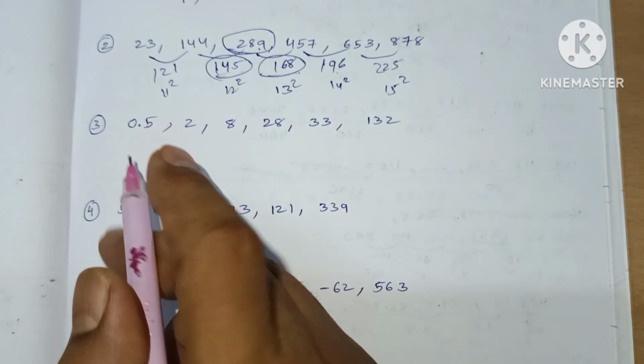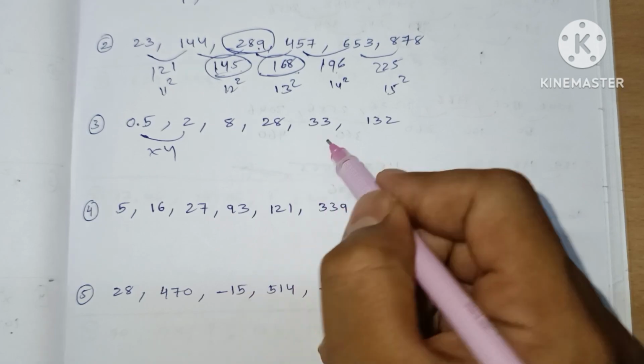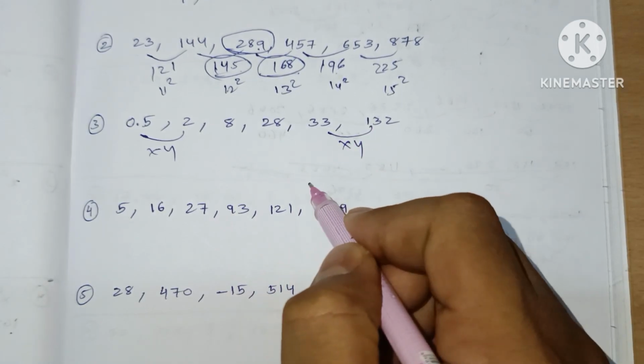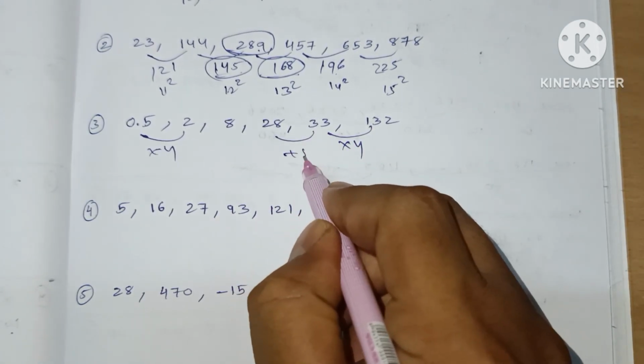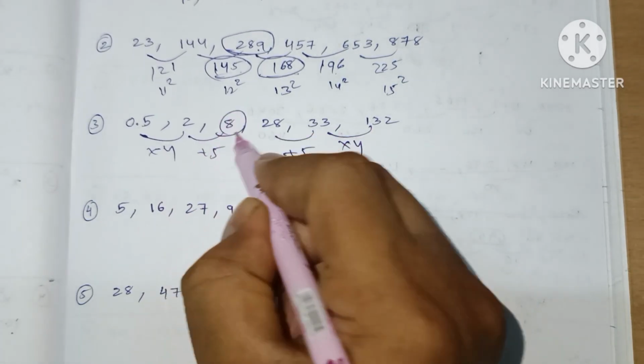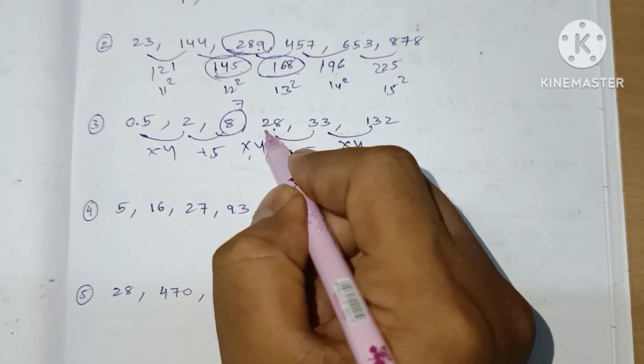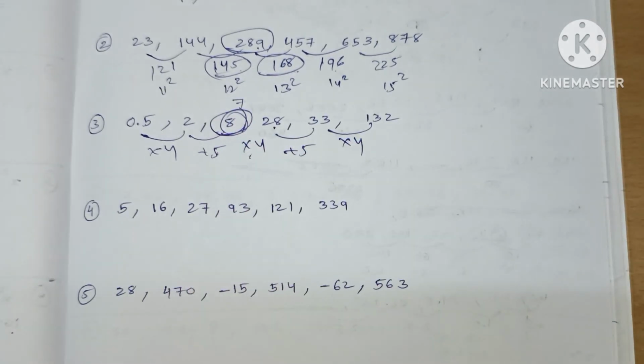Next question. Here it is into 4 times. And this is also into 4 times. This is plus 5. So it means it must be plus 5. 2 plus 5 will be 7. 7. Next one will be 4 times. 7 4 times will be 28. So our wrong number is 8.